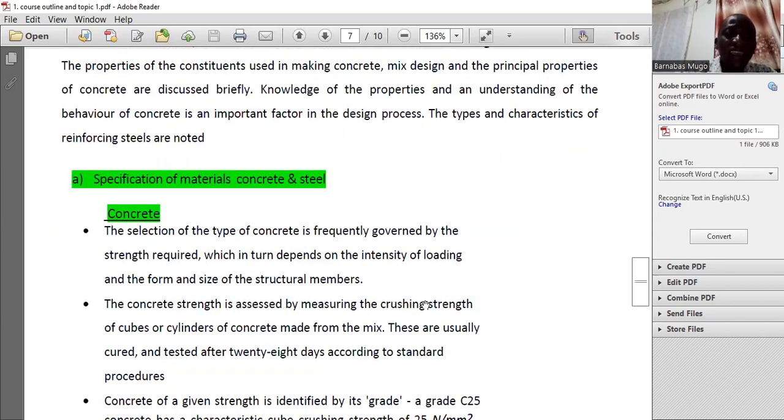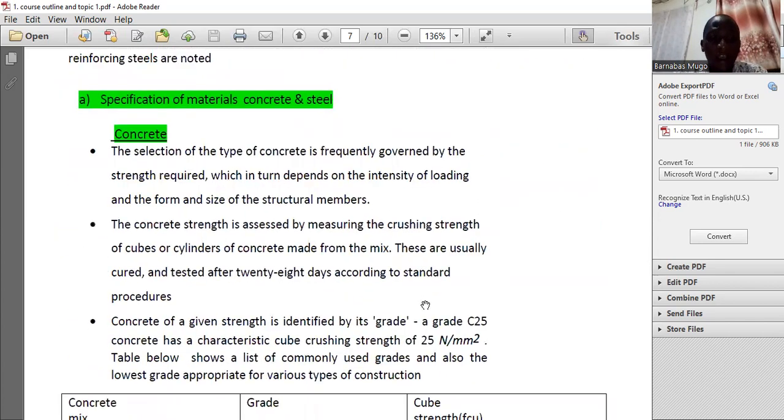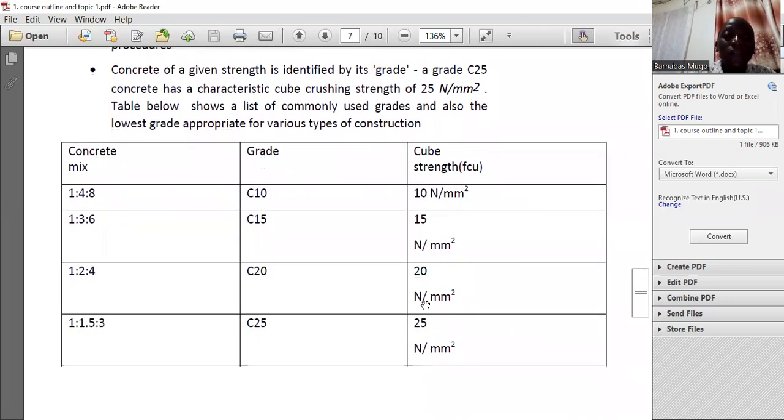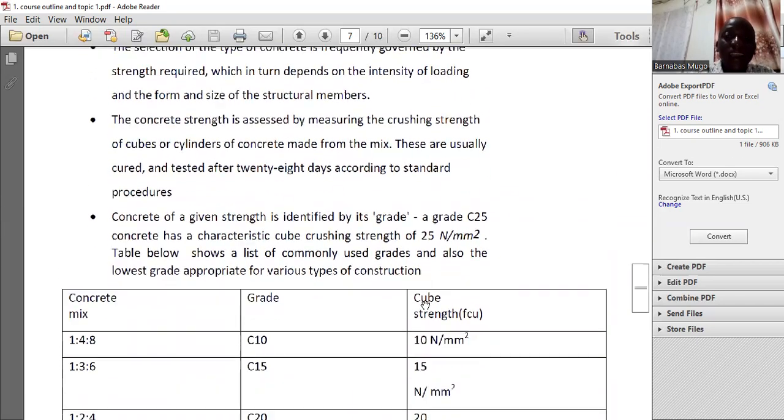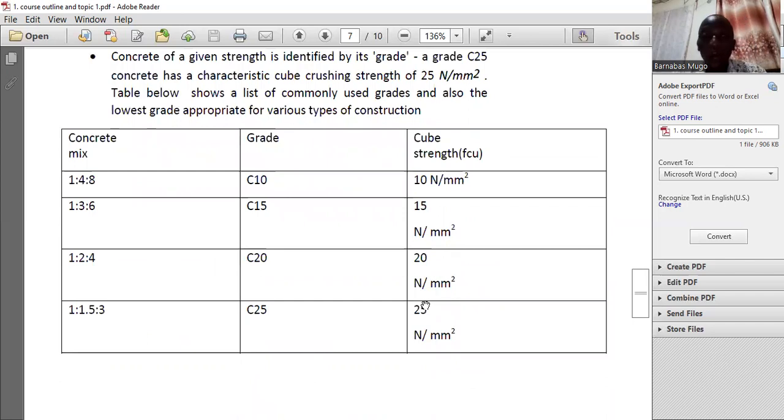So we are going to see that concrete has different specifications. Concrete has different classes depending on the type of the mix. For example, in the first column we have the concrete mix, the grade, and the cube strength. Cube strength is FCU, the strength of the concrete. In this unit, it is denoted by FCU.